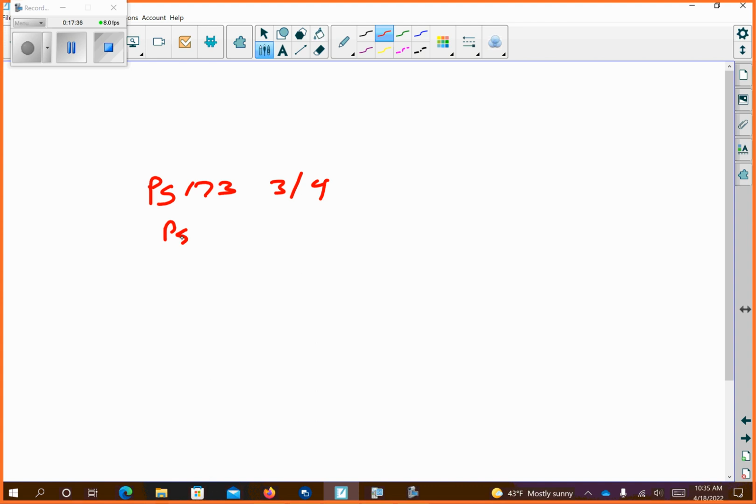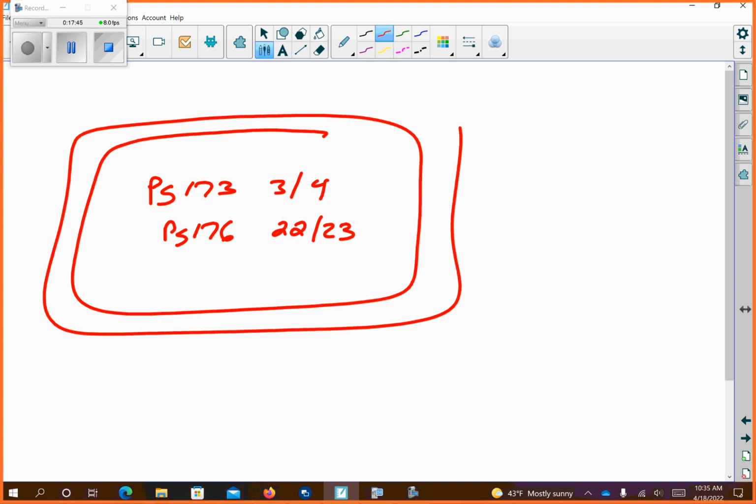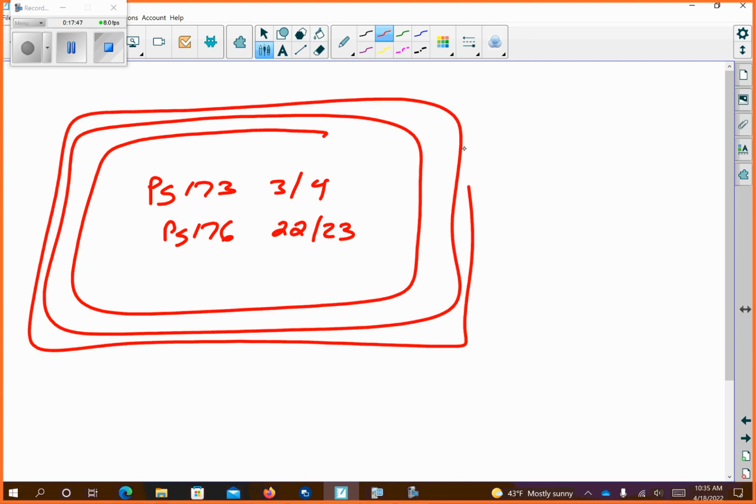And then page 176, number 22 and 23. So I will mark those off tomorrow. I'm giving you the rest of the period to work on them now. And then we'll work on the test. So 22, 23, assigned on 4/18. And 3 and 4.